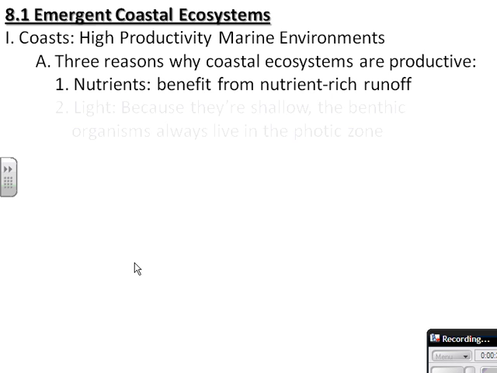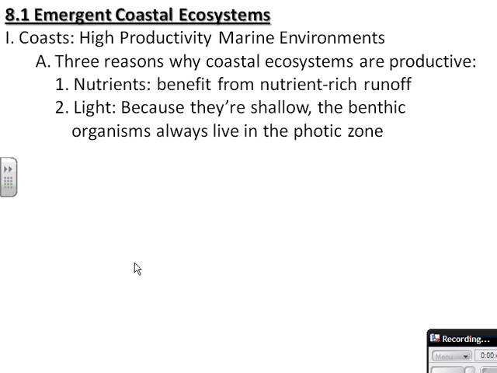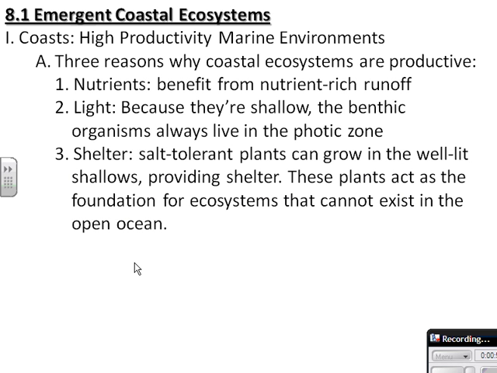First of all, they provide a lot of nutrients. There are plenty of nutrients because of river runoff and even sometimes coastal upwelling. There's plenty of light because coastal habitats are shallow, so they're always going to be in the photic zone. And there's plenty of shelter because so many salt-tolerant plants grow along the coast. There's shelter among the plant roots and within the plant systems themselves. So these plants are like a foundation for ecosystems.